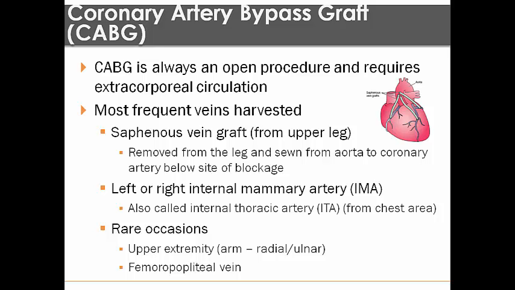The most frequent veins harvested are the saphenous vein graft from the upper leg, which is removed from the leg and it's sewn from the aorta to that coronary artery below the site of the blockage. Now, the left or right internal mammary artery, or IMA, it's also called the internal thoracic artery from the chest area, and on rare occasional instances, the upper extremity, the arm, radial ulnar vein, and or that femoral popliteal vein is harvested, but that is in very rare occasions. You won't see it very often at all.